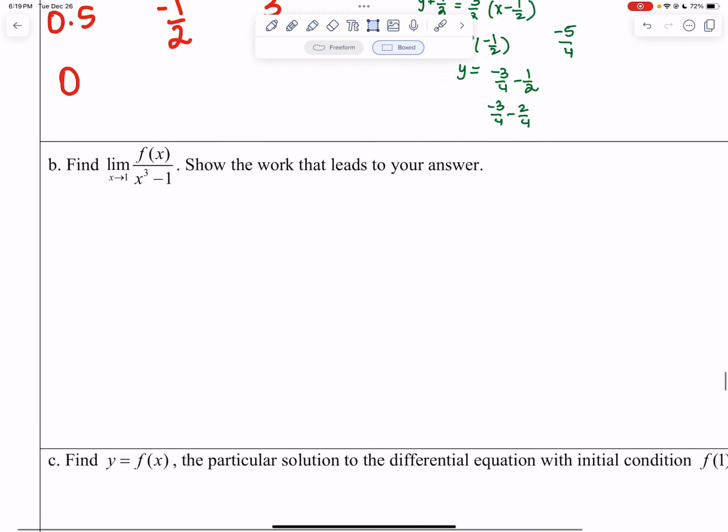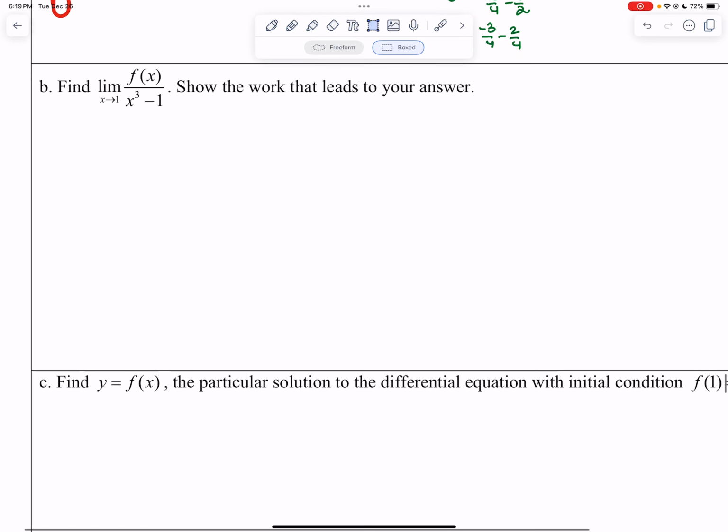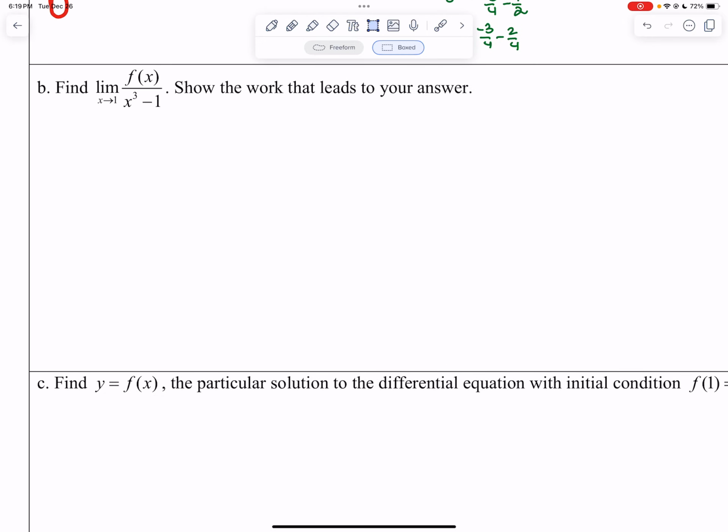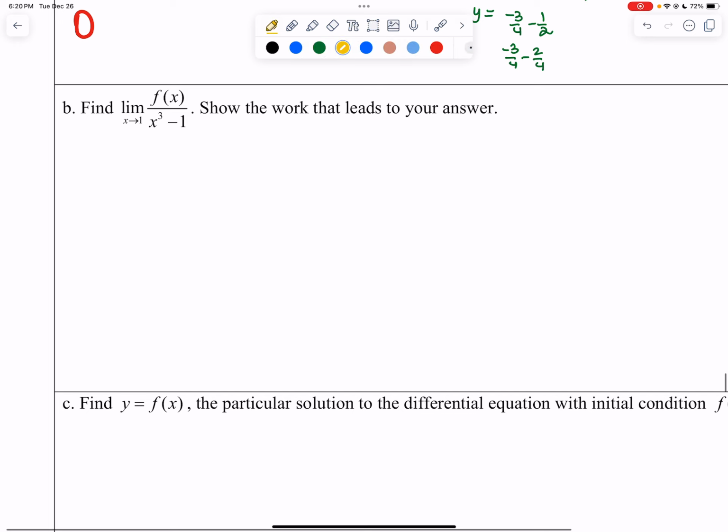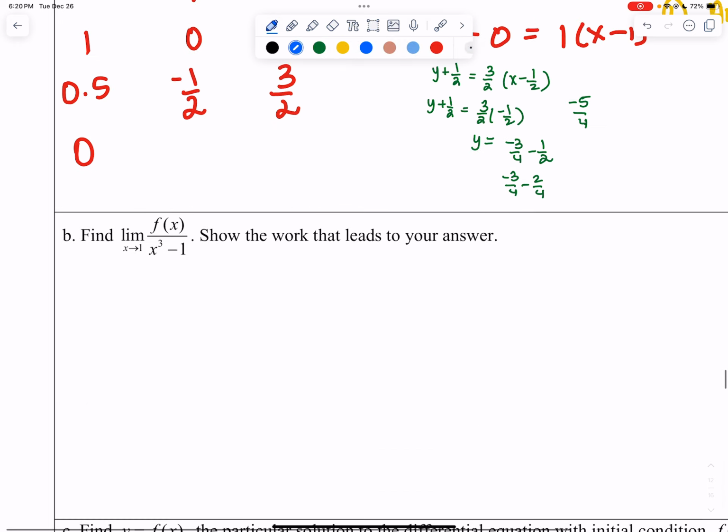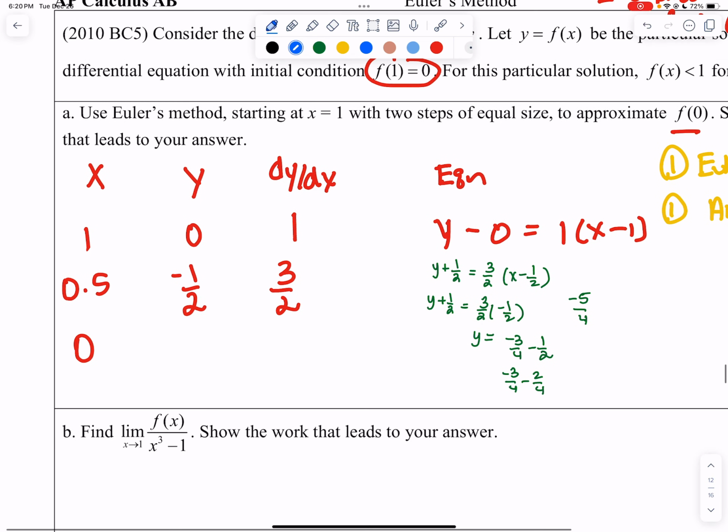All right, part B, we want to find the limit as x approaches 1 of f of x over x cubed minus 1, and we want to show the word that leads to our answer. Now remember that this is L'Hopital's rule. Now, how do I know? Well, if I were to plug in 1 to f of x, that's going to give me 0, and if I were to plug in 1 to the denominator, that's going to give me 0.